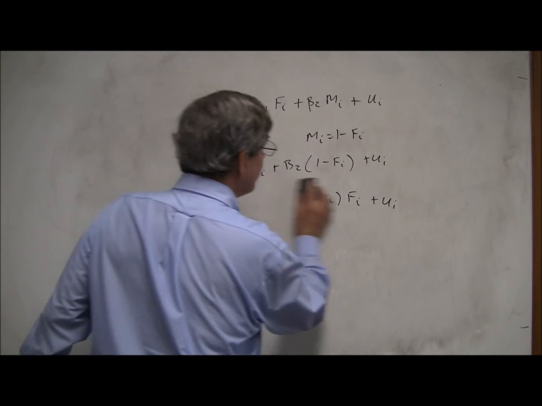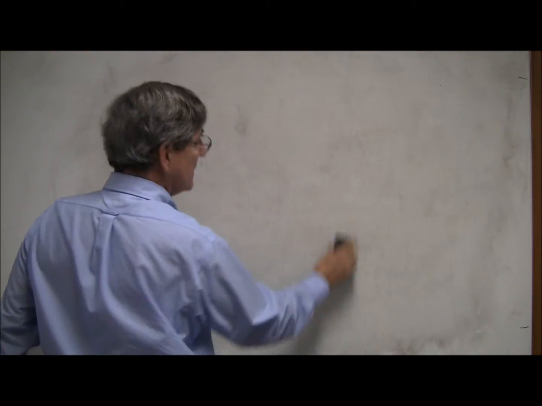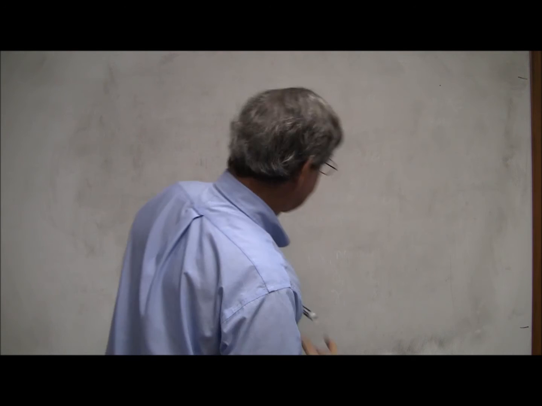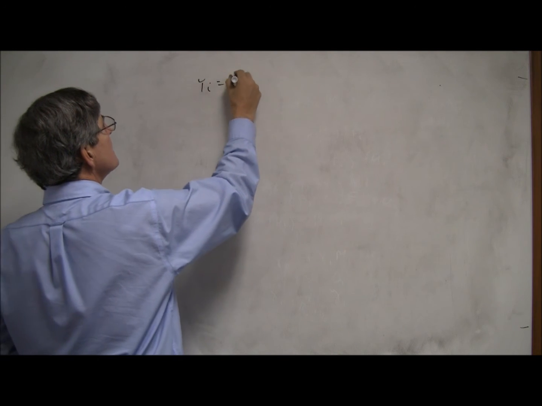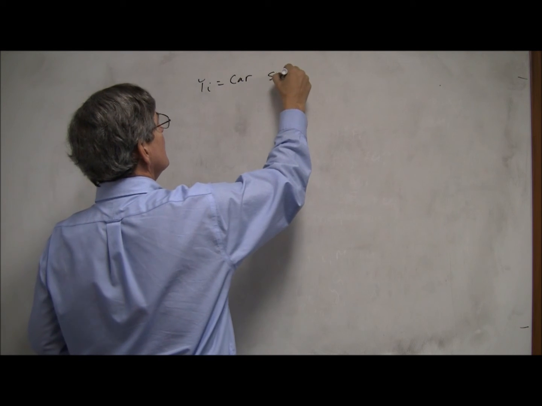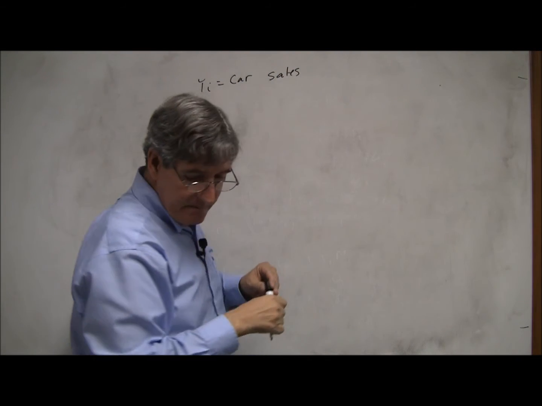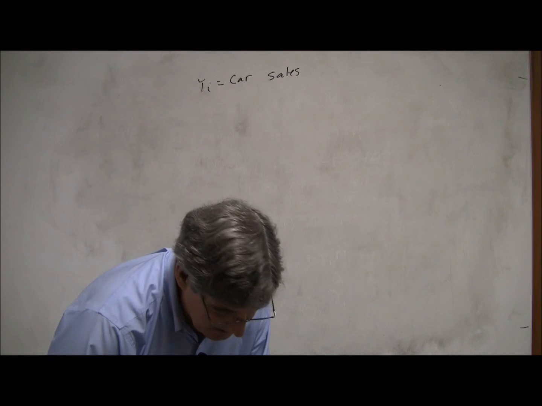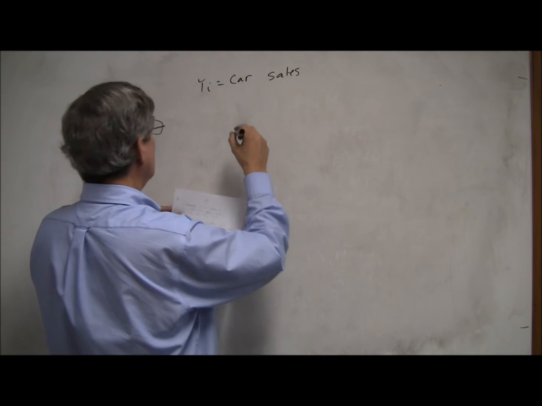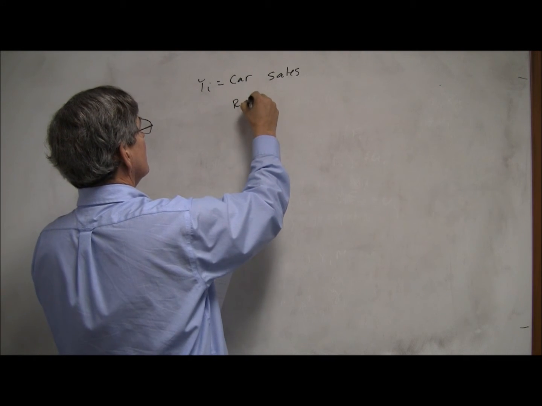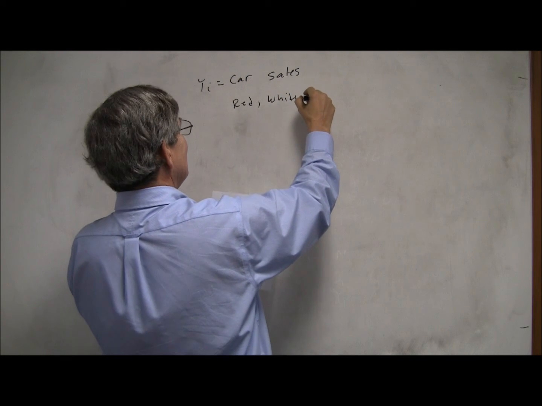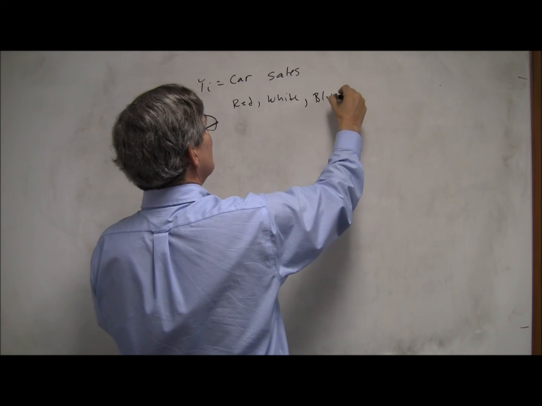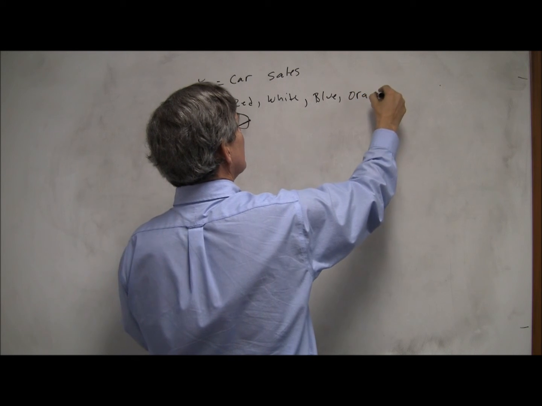So if you had, say, Yi is car sales. And you've got 4 different colors: red, white. These are not very good choices. Blue, so far. And orange, I don't know where I came up with orange.